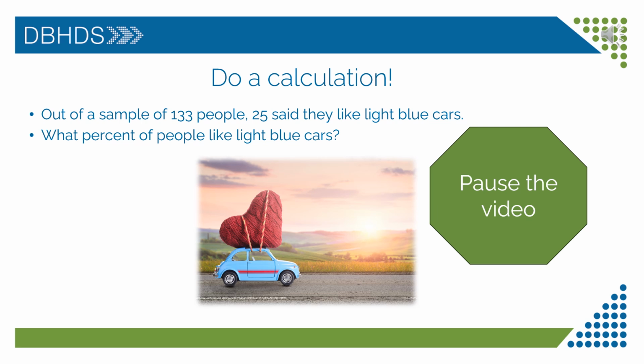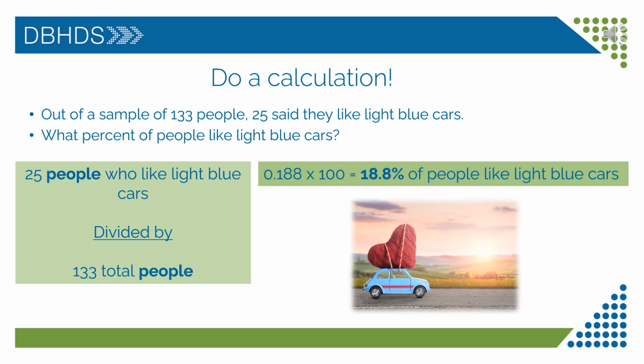Now it's your turn. Let's do an example. Imagine we have a sample of 133 people and 25 of them say they like light blue cars. Calculate what percent of people like light blue cars. Pause the video and do the calculation. If you said 18.8%, you are correct. 25 people divided by 133 people is 0.188, times 100 is 18.8% of people who like light blue cars.